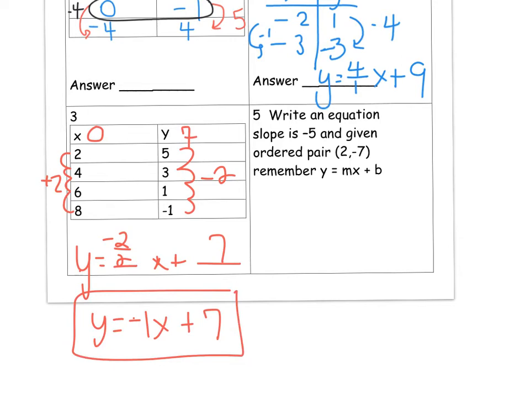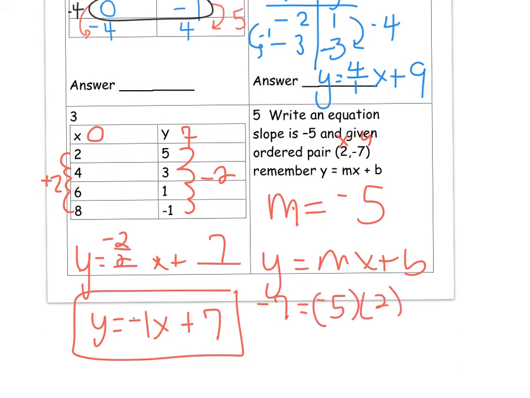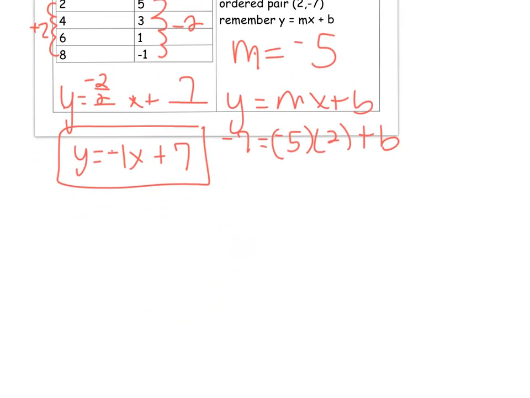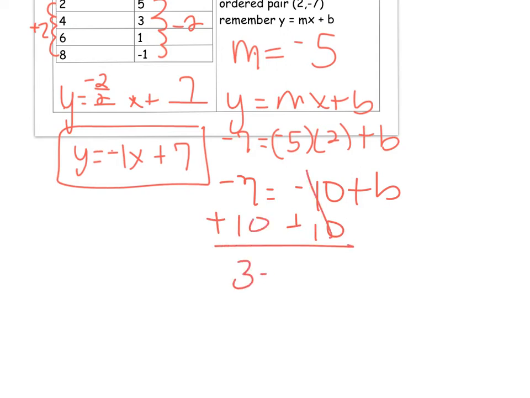Okay, write an equation if the slope is negative 5. So m equals negative 5, and we've got the ordered pair x and y. So this is y equals mx plus b. Negative 7 is my y. M is negative 5 times 2 plus b. Okay. So we multiply, negative 7 equals negative 10 plus b. Add the 10. B equals 3. So my equation is y equals negative 5x plus 3.